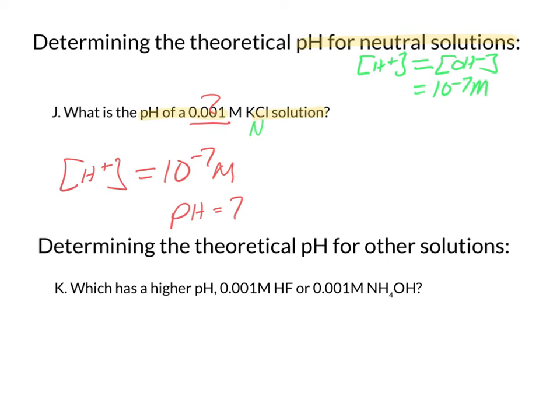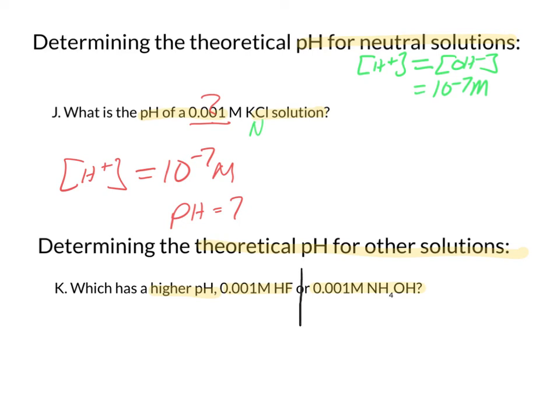Now the last one's a little different. It's asking us to figure out the theoretical pH for other solutions. The question doesn't actually ask us that, but we're going to look at it and see if we can figure it out. For this one, the question says, which has a higher pH, 0.001 molar hydrogen fluoride or 0.001 molar ammonium hydroxide? The main key to this question is to decide, do I have an acid, base, or neutral? And that's going to actually be able to answer the whole question.